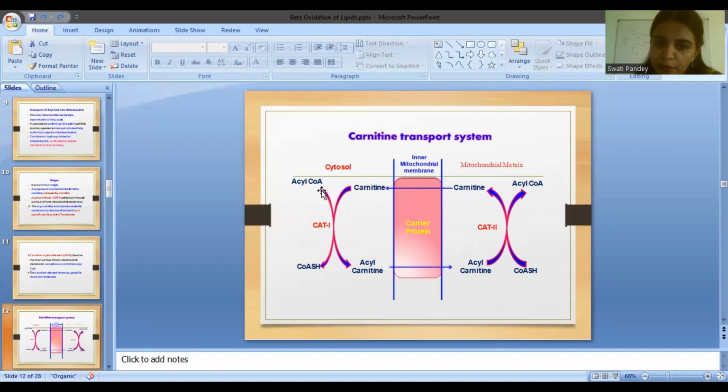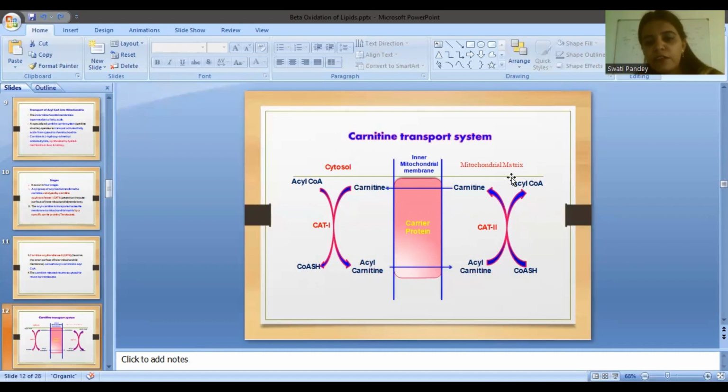The acyl coenzyme A leaves its coenzyme A, and carnitine transporter 1 takes the acyl group and it gets converted into acyl carnitine. This acyl carnitine gets transported through the inner mitochondrial membrane into the mitochondrial matrix. Again, in the mitochondrial matrix, this acyl carnitine combines with another molecule of coenzyme A to give the carnitine back, and the acyl coenzyme A has now reached the mitochondrial matrix.